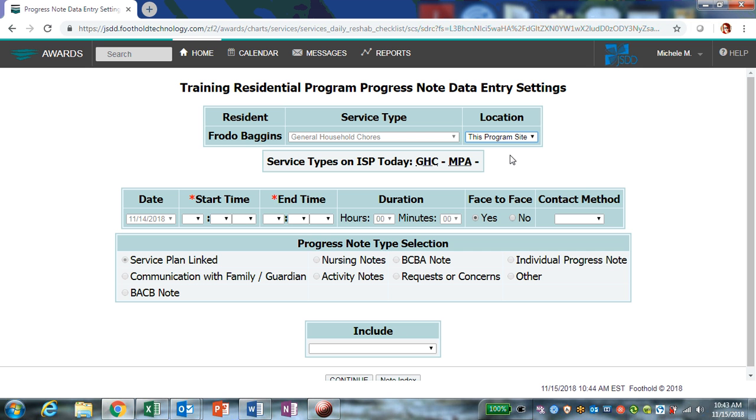I'm going to hit this program site. And in this step 2, to get to step 3, what I'm going to do is the date, or the time. Let's say the shift started at 10 p.m.